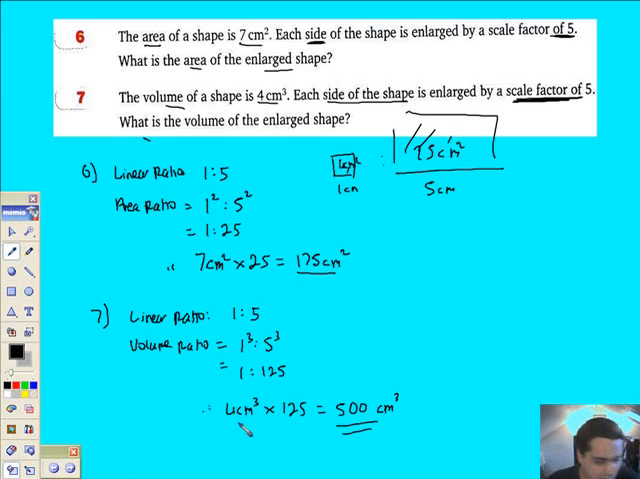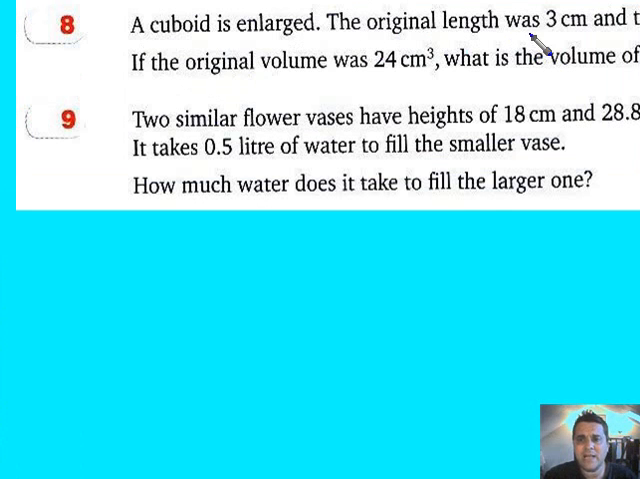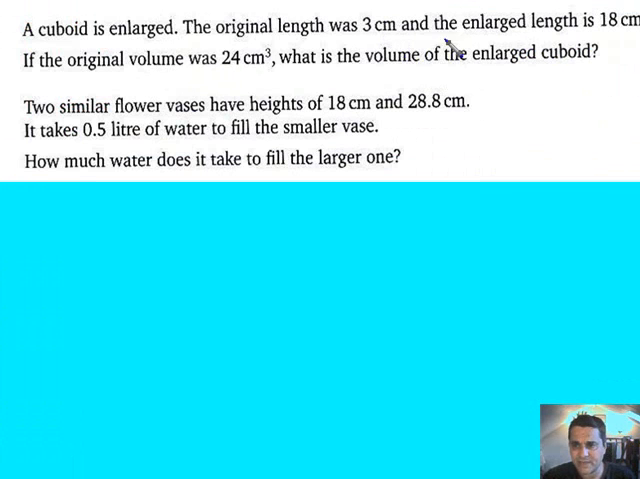Let's try and do a few more questions, and this might make the video a little bit long, but let's see how I might edit it. See how we go. Right, number 9. A cuboid is enlarged. The original length was 3 centimetres and the enlarged length is 18 centimetres. Let me just do this.